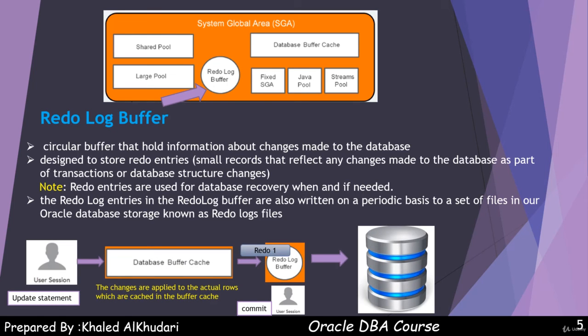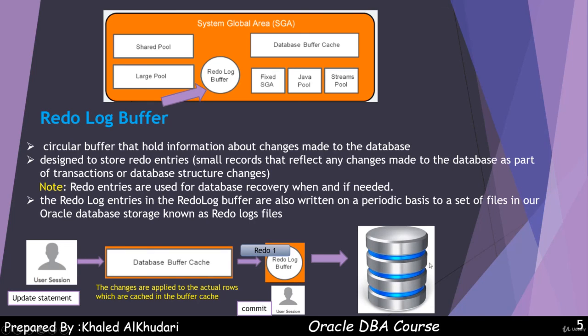Now I will give you one example. For example, I have a user session and this user is making an update statement. The changes are applied to the actual rows which are cached in the buffer cache. So this update statement will also be in the database buffer cache, which we covered in the previous slide. But also Oracle will generate a redo record and store it in this area, which is the redo log buffer, which contains only the changes. So when the user makes a commit, these changes will be written to the database directly.